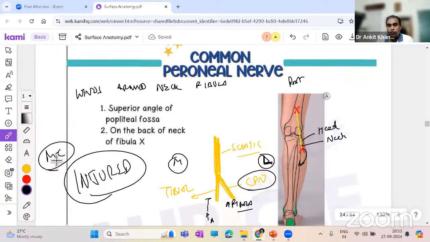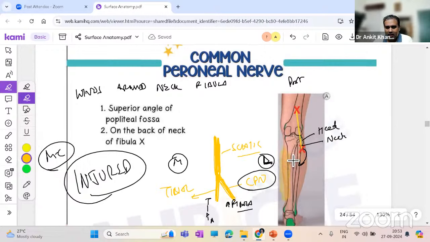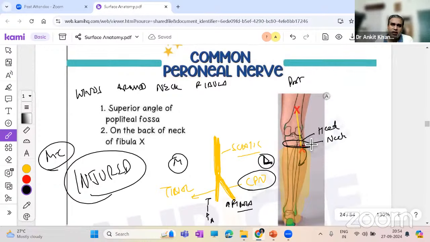Right? So in many instances, let me just try to show you. Suppose a plaster is applied over here, a below knee plaster. Suppose there is an injury to any foot bones, or any ankle injury, and the plaster is placed. The edge of the plaster, understand this, is lying over here, and if that edge of the plaster is very tight, it might compress this nerve also, the common peroneal nerve. These are the common instances I'm telling you. Common peroneal nerve is easily injured, therefore it is the most common nerve injured.